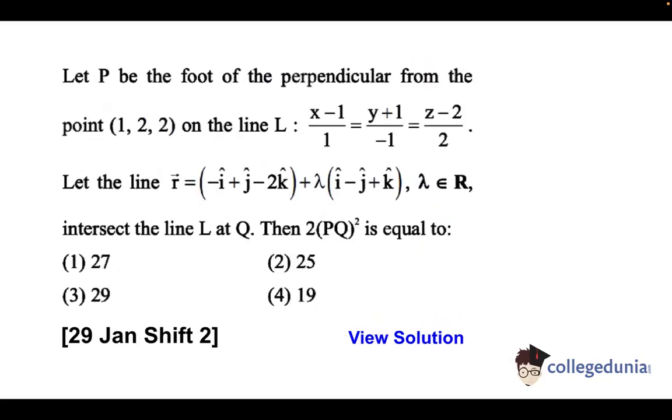Now we have the question from the topic foot of perpendicular. The equation of a line and the point from which the foot of perpendicular is dropped are given. We are also given the equation of another line R, and this line intersects the first line at point Q. Then we need to find the value of PQ square twice.